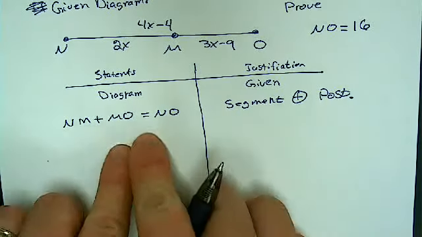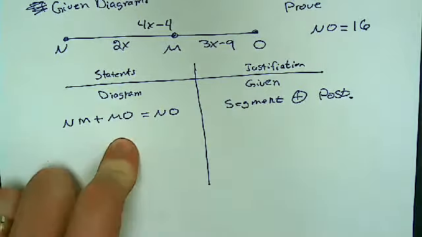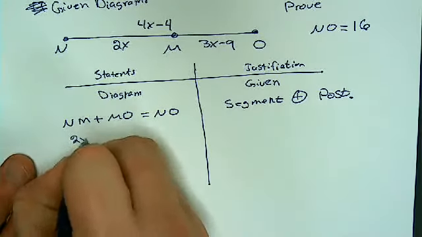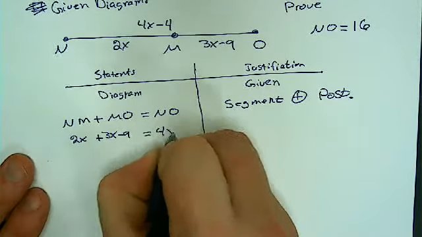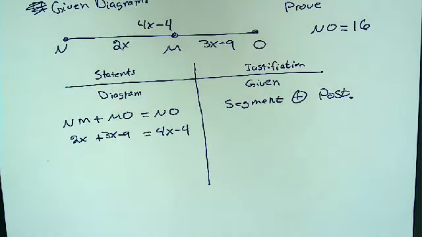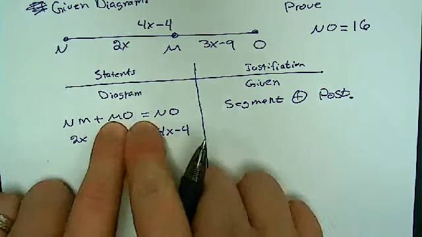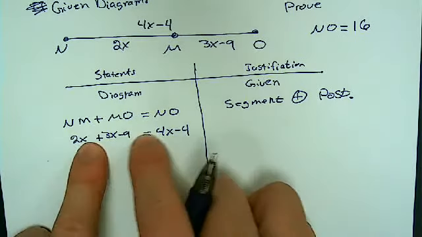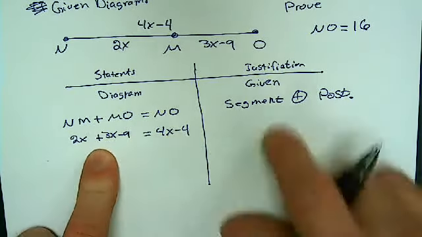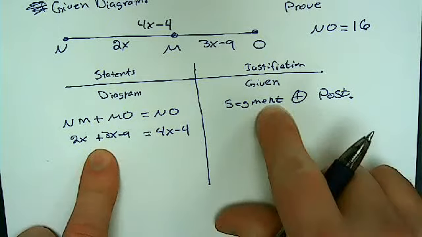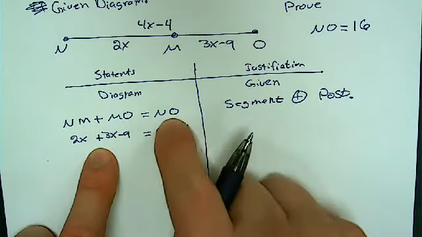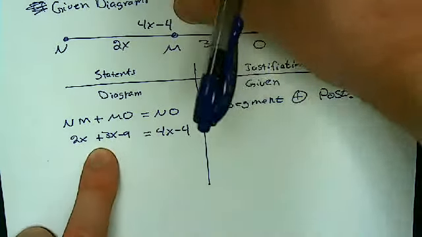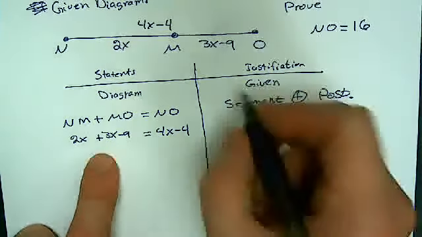Now, once I've said that, I can go ahead and write out what you were describing, saying 2x plus 3x minus 9 is going to equal 4x minus 4. I said the parts add up to the whole. Now I'm going to go ahead and put in the algebraic parts of it. I need to get this rule, though. What rule says I can do that? Or rather, what rule says I can replace NO with this thing up here that I said NO equals? Substitution. There we go, substitution.